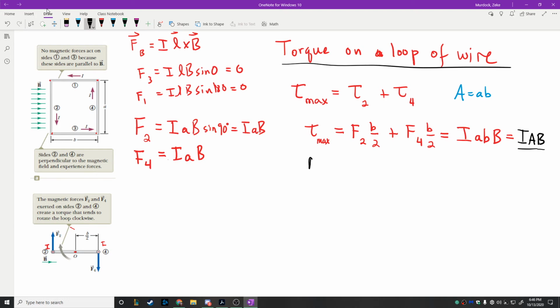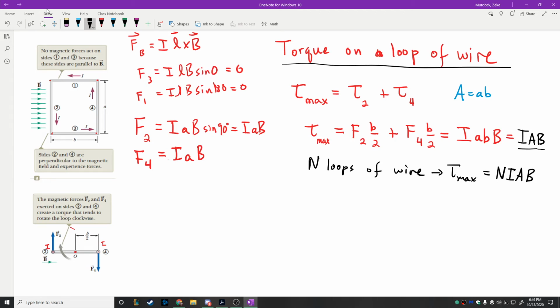So what if we have n loops of wire? That would just increase the torque, right? As long as the current's all flowing in the same direction in all the loops, that's going to lead to a maximum torque equal to the number of loops times the current times the area and then times the magnetic field. This tells us that you could actually increase the torque simply by adding more loops in here. You may know from opening up devices like motors or other electronic things that when you look inside of these systems, there's all these loops of wire for some reason.